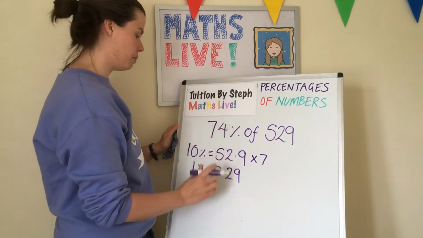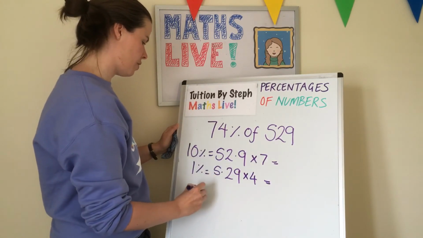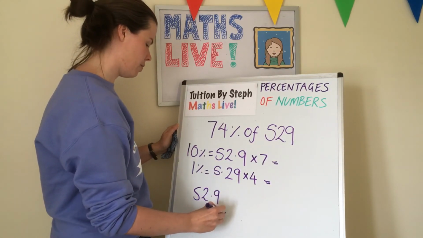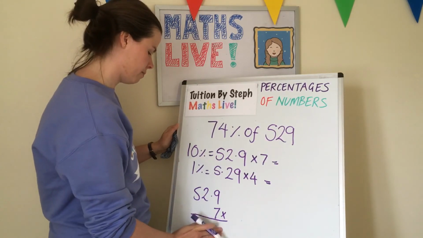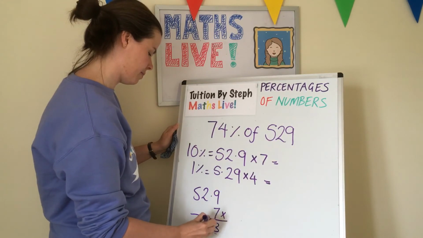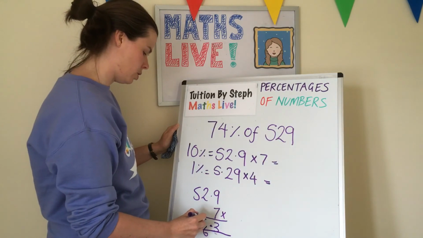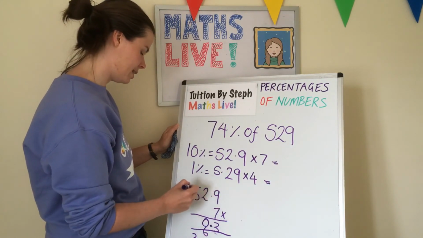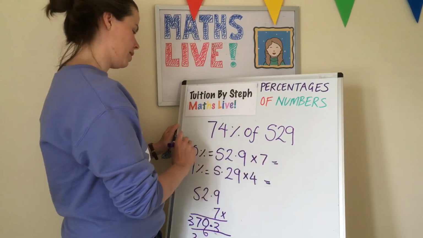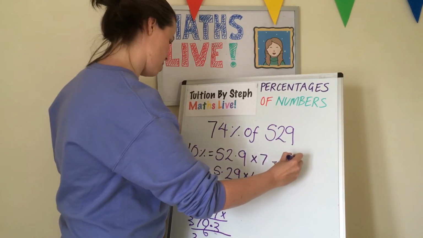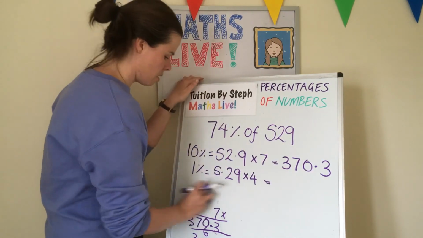We don't want 1%, we want 4%, so we will be timesing that by 4. So 52.9 times by 7. So 9 sevens are 63. Oops, wrong way. Okay. 2 sevens are 14, plus the 6 is 20. And 7 fives is 35, 36, 37. So that is 370.3. Big number to start.